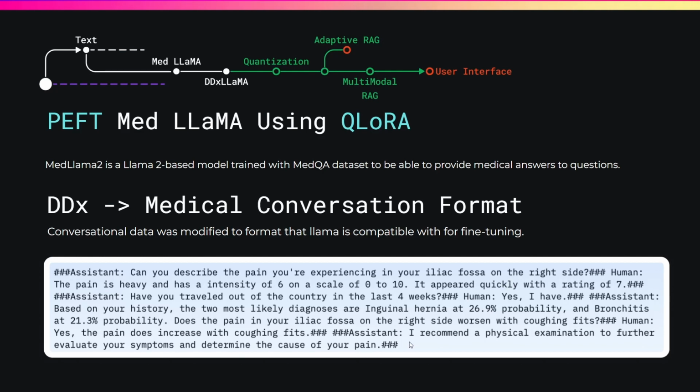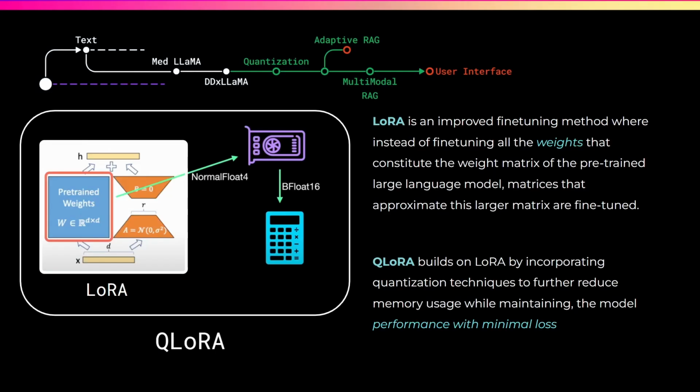So even with the dataset prepared, now we had the task of fine-tuning MedLlama 2. Even fine-tuning MedLlama 2 was not very cheap on the GPU compute end. A full fine-tuning of Llama 2 requires several A100s. So then we came across parameter efficient fine-tuning, where we came across two techniques, that is LoRA and QLoRA.